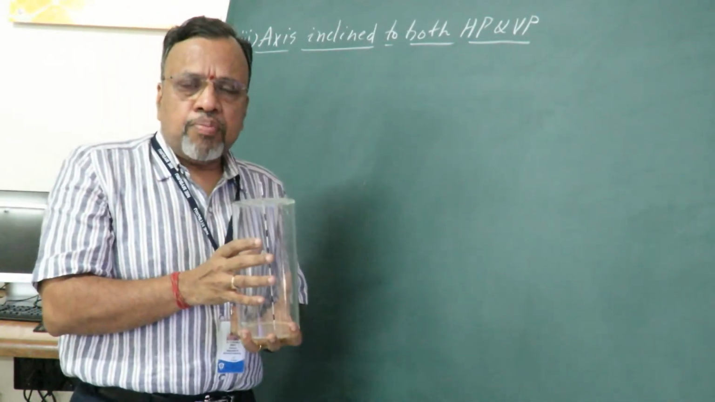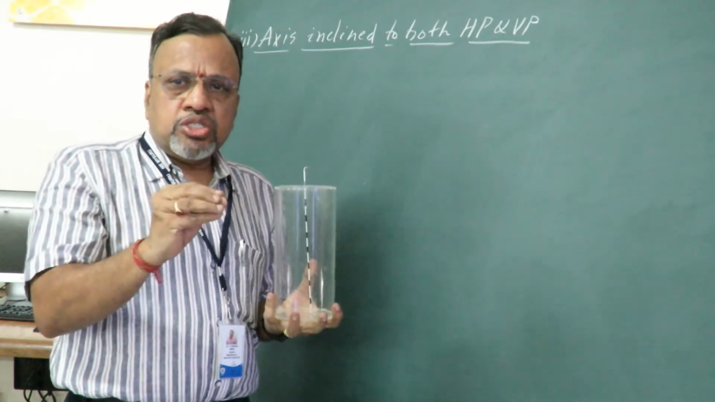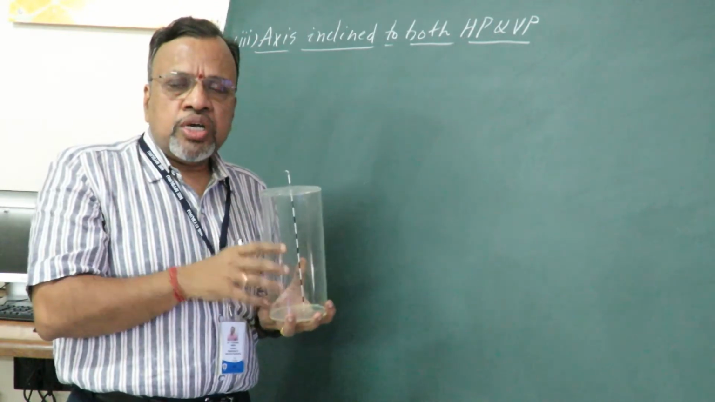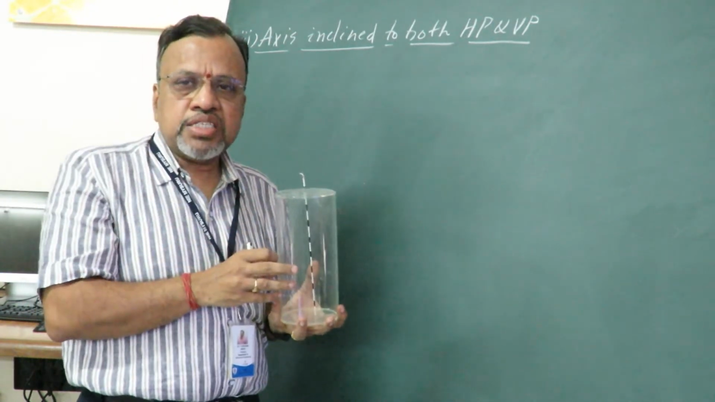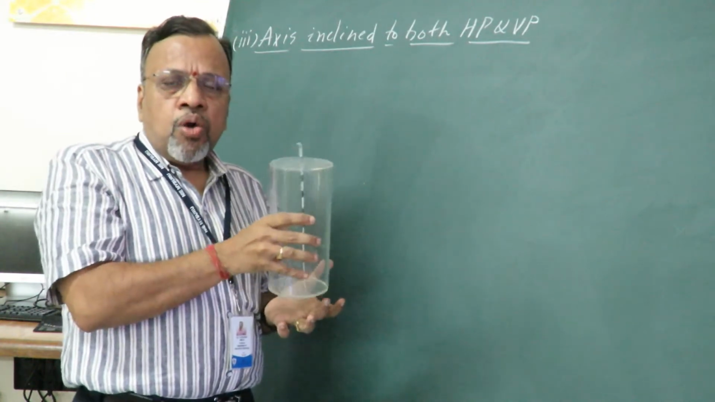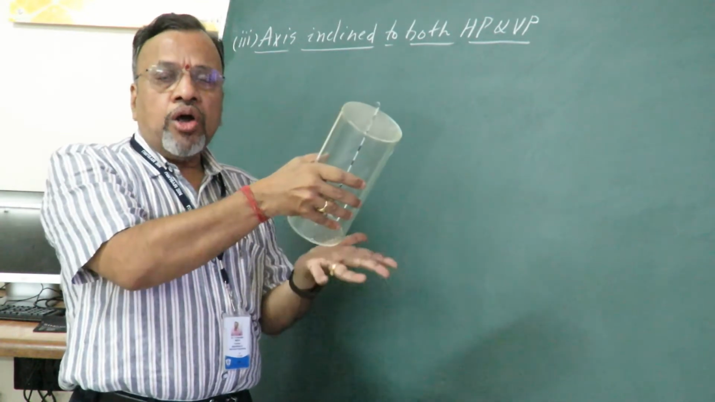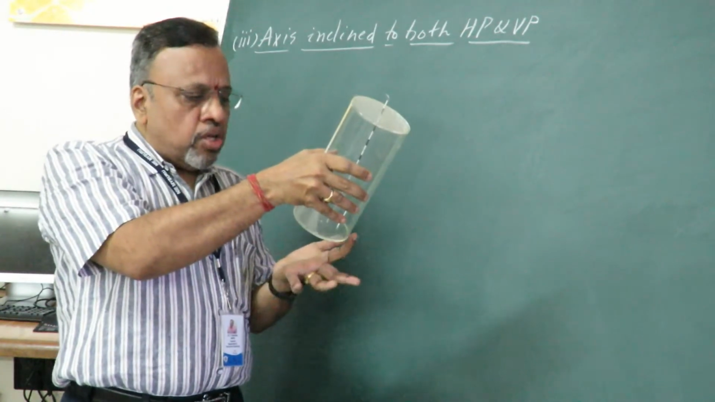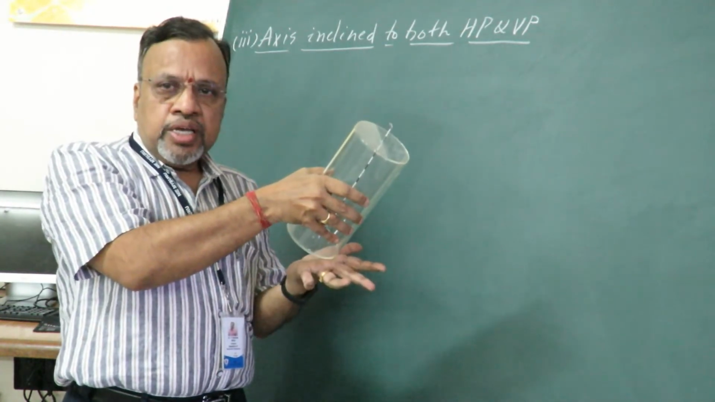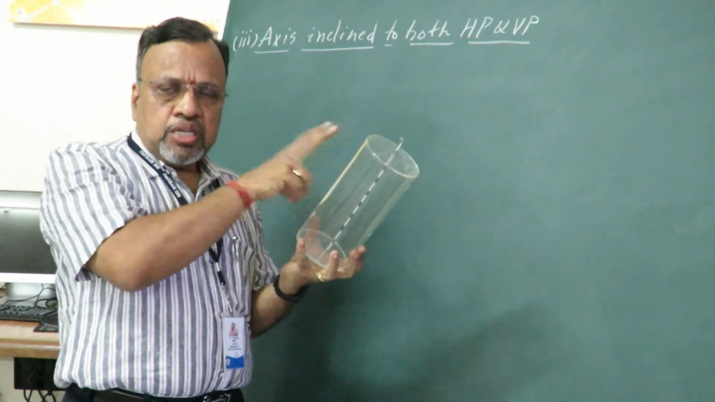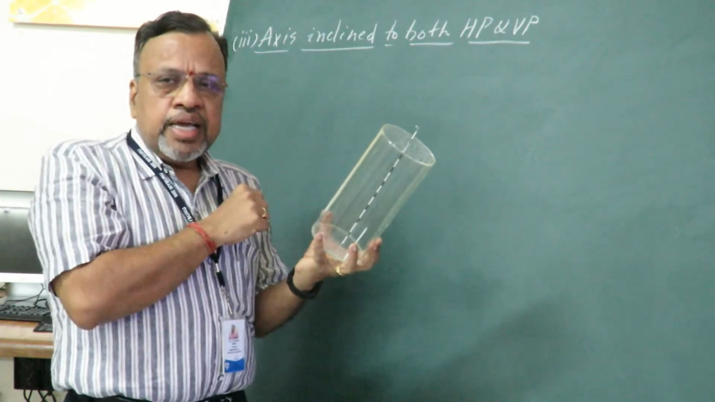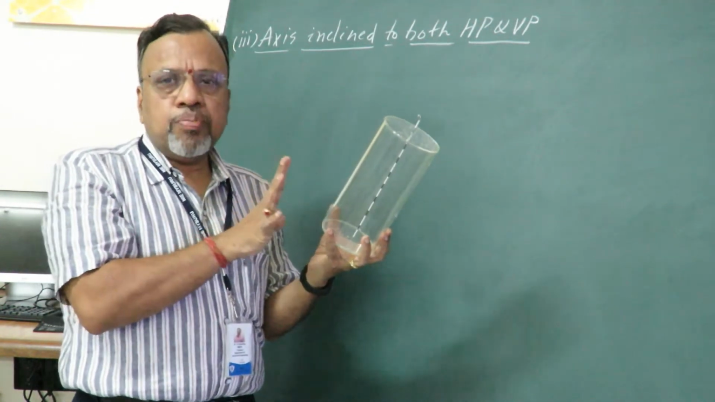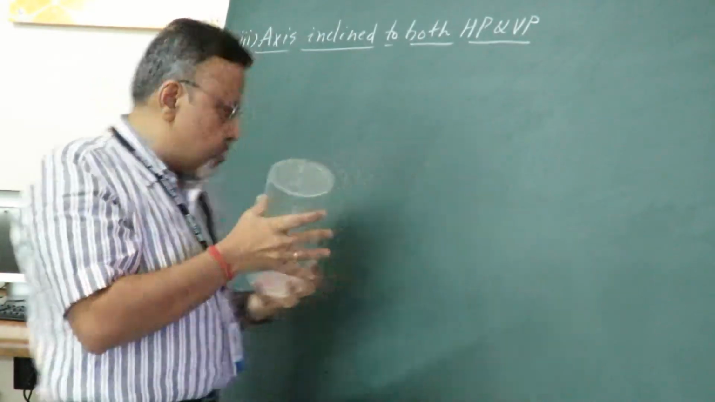Let us consider a problem. I will just say: draw the projections of a cylinder of, let us say, 40 mm diameter and 55 mm axis length, resting on one of its circumference points on HP, such that the axis of this particular cylinder is inclined at 30 degrees to HP and 45 degrees to VP. Now I need to do this particular problem.